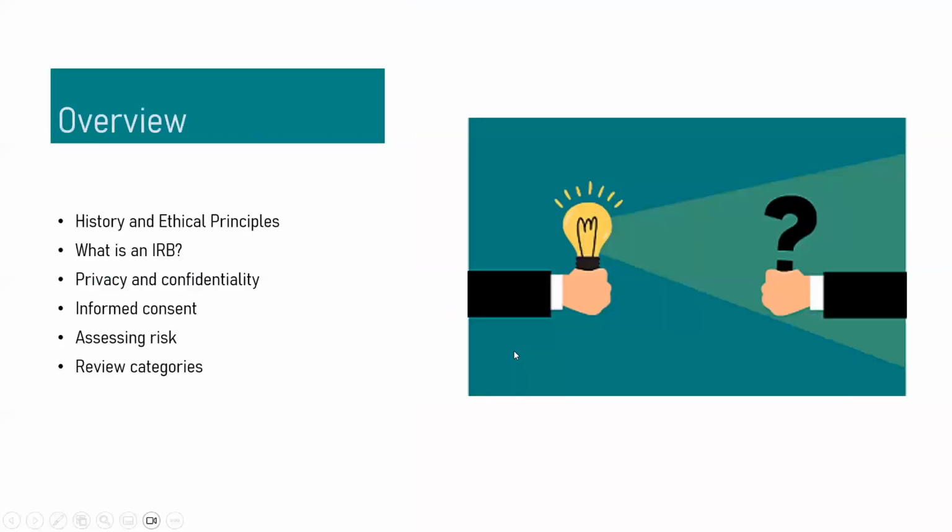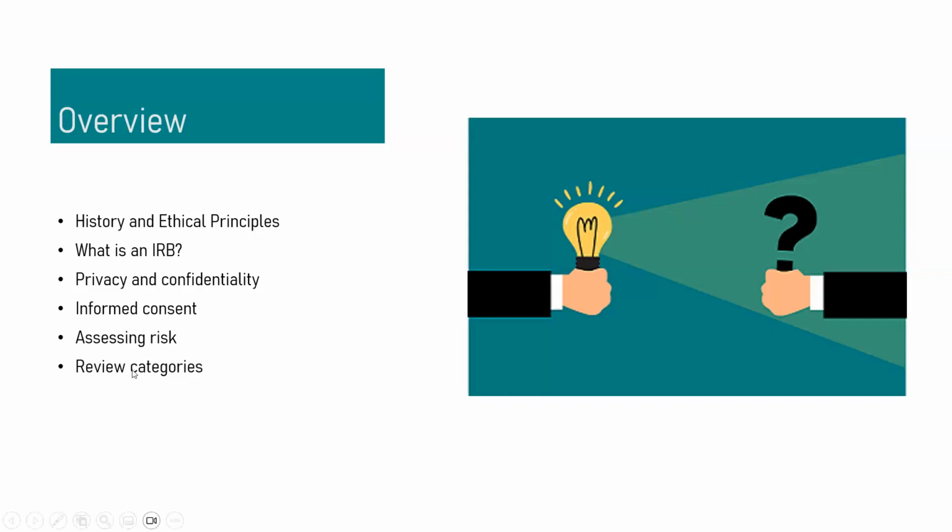Sorry about that. So to start, we're going to go through an overview first. We're going to talk a little bit about the history and ethical principles of the foundational documents of the IRB. Then we're going to talk about what exactly the IRB is, what it entails, and why we have it. Then we'll talk about a few aspects of the IRB: privacy and confidentiality, informed consent, and assessing risk. We'll talk about aspects of each and how you should incorporate these ethical concepts into your IRB.